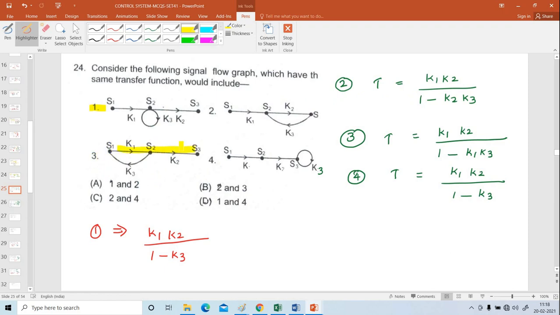And next the third one. K1, K2 is the forward path, and the loop is K1, K3. And the fourth one, K1, K2 is the forward path and only one self loop, that is K3. K1, K2 divided by 1 minus K3. See, equation 1 and 4, both are correct. So option B is the correct answer.